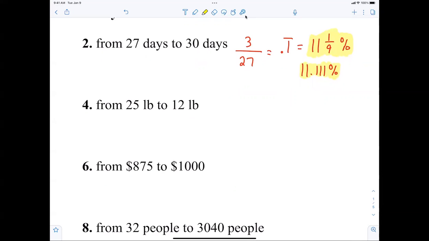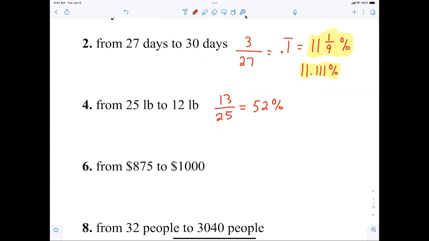25 pounds to 12 pounds. So what is that? 13 divided by 25. Now everybody's writing 13 over 25. Everybody has to write 13 over 25. Then you look at your calculator and you tell me what percentage that is, Noah. Why is it 15? Just, what is it? 52%. 52%.